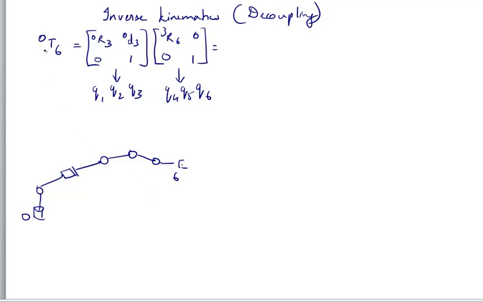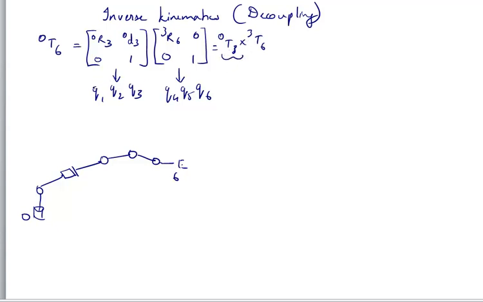And when we say 0 to 6, what we are trying to find out is the end effector frame related to the base frame. Now when we say something like this, we can write it as 0T3 and 3T6. It's the multiplication of these two.